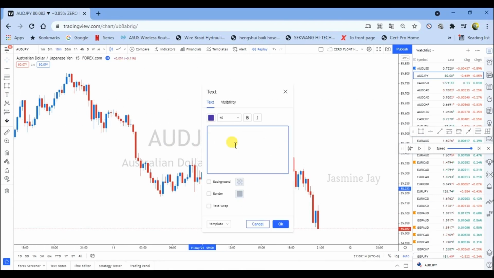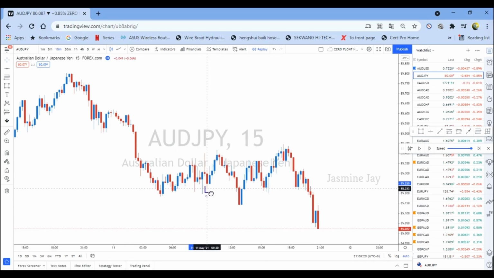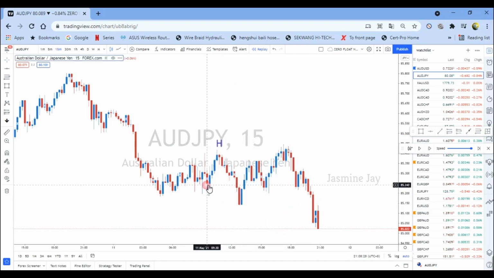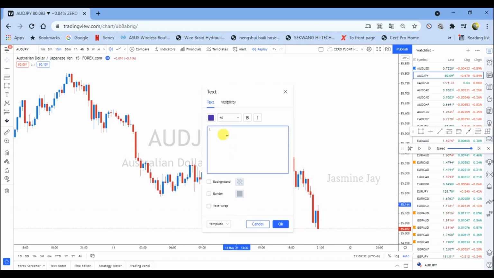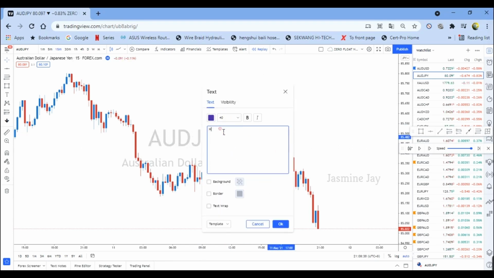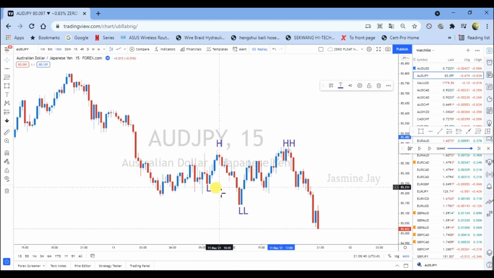First, let me mark for you the supposed QM structure, which is the low. This is the low. High. Lower low. This is the higher high. So price was supposed to react to this area and then continue to go upward.